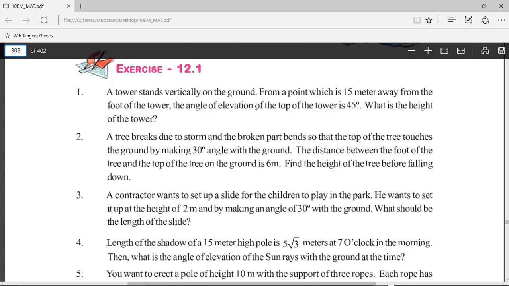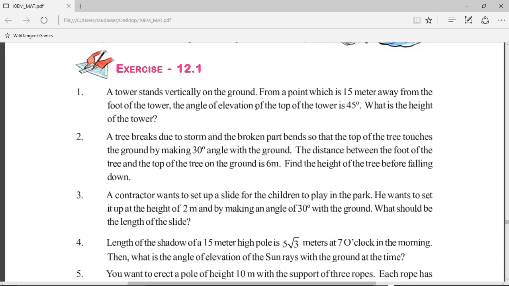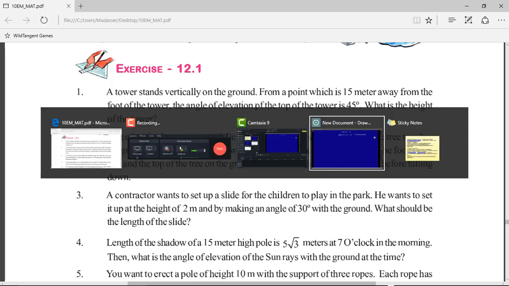So here the question says a tower stands vertically on the ground. From a point which is 15 meters away from the foot of the tower, the angle of elevation of the top of the tower is 45 degrees. What is the height of the tower? So you just have to read the question and draw a diagram. That's it, and then you're good to solve the problem.